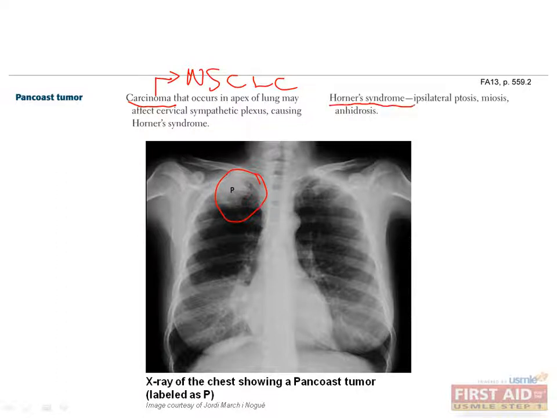You can get Horner syndrome with ipsilateral ptosis, meiosis, and anhidrosis with compression of the cervical sympathetic plexus. Now, what structure is affected if you get pain and weakness in the arm and hand? The brachial plexus. You can also get hoarseness if the right recurrent laryngeal nerve is involved.